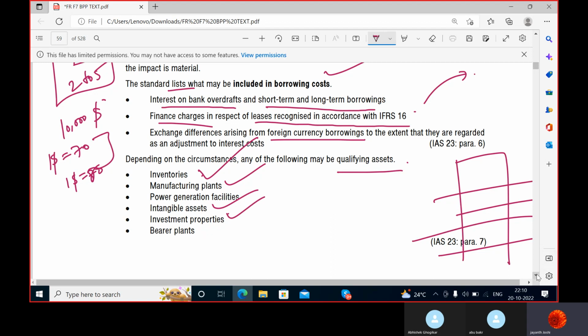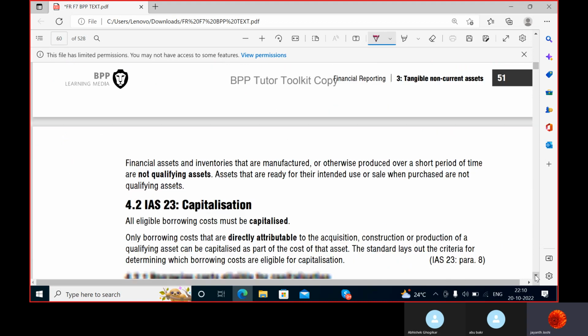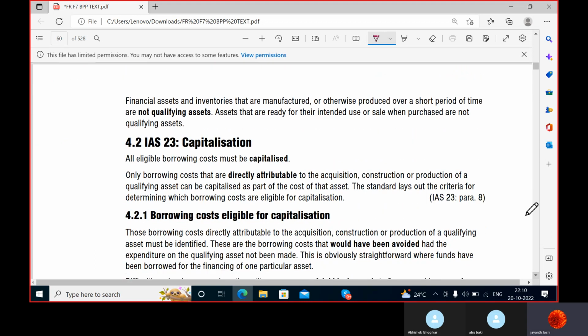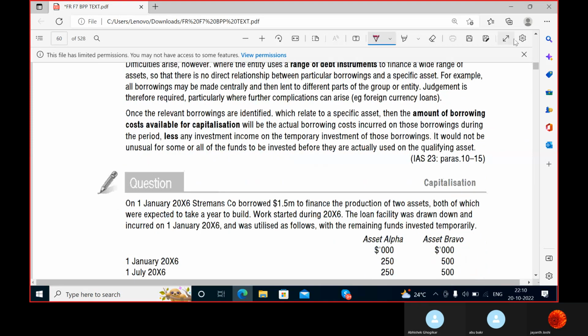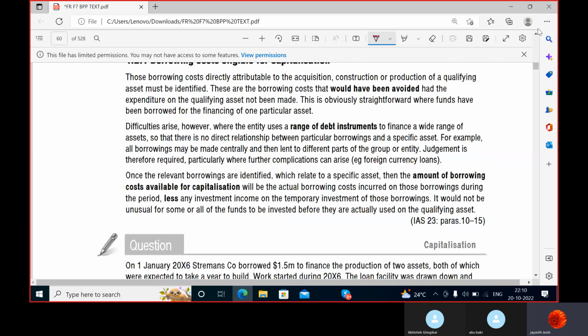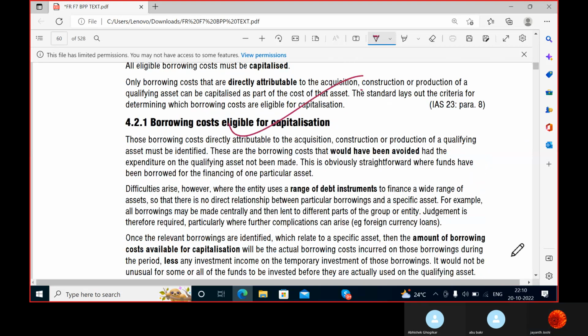In all these cases, you'll borrow money, and then the borrowing cost should be capitalized. That means you'll be recovering that from the customer only. Now, as I already have explained to you, capitalization is what you have to do. Borrowing cost should always be capitalized. I already told you.